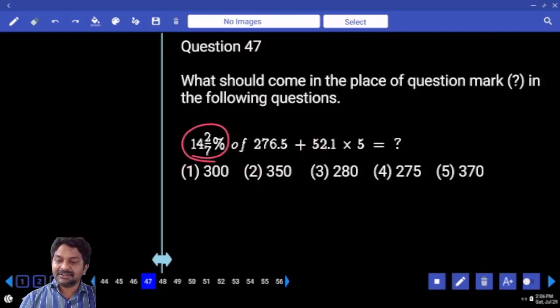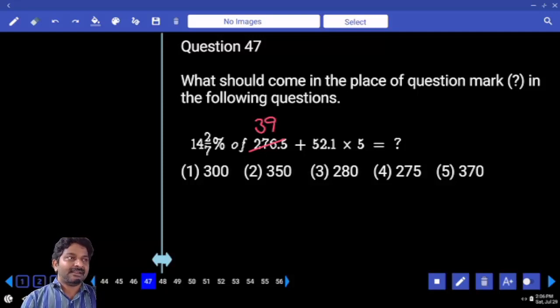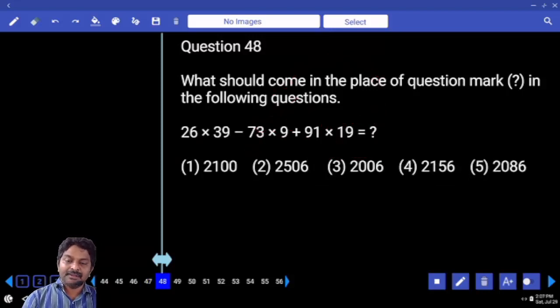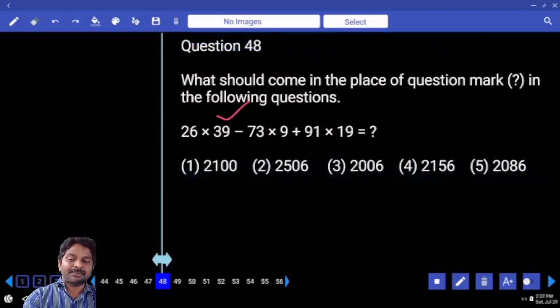14 2 by 7, 1/7 only. So 7, 3 times 21, 66, 99, 3.5, 0.5. Got it? Next, 5 times of this number, 10 times and half. 10 times 521, half of that number, 260.5. 0.5 added to 39.5, 4260. Next. Now can you verify any multiplication rule here? No. You have a 3 multiple, but a 3 multiple is not there. So you cannot verify like that.